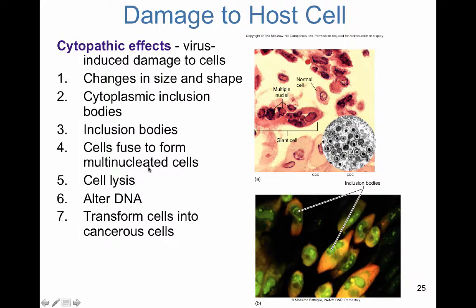Sometimes viral infections can cause cells to fuse together. And when they fuse, you may have one cell that has multiple nuclei in it. Or you may see cell damage reminiscent of cell lysis. So there's actually cell death. And this is the most severe case of a cytopathic effect here.